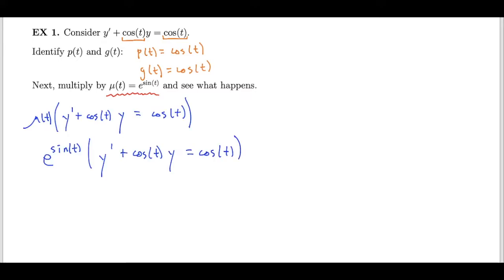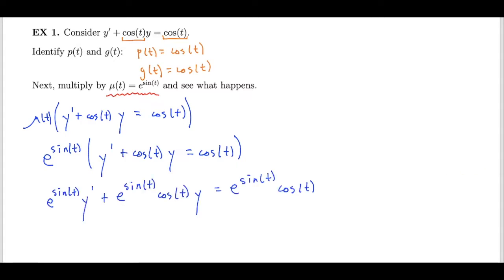Just to clarify the steps, what we're being asked to do here, we're going to take our entire differential equation and we're going to multiply it by this mu of t. In particular, we've been told that mu of t equals e to the sine of t. So I'm going to take my entire differential equation and multiply by e to the sine of t. Let's go ahead and distribute that term all the way through to every term in my differential equation.